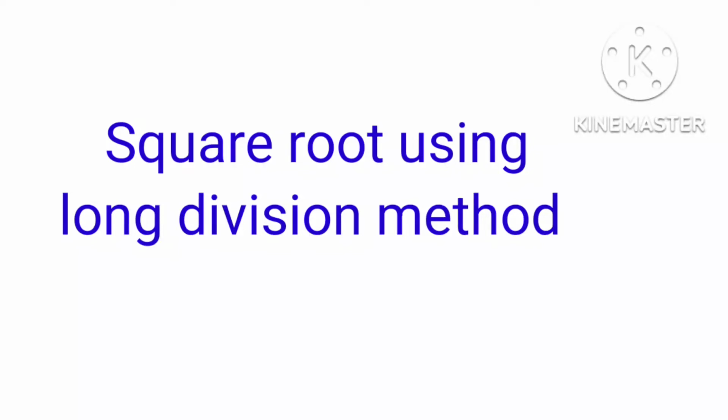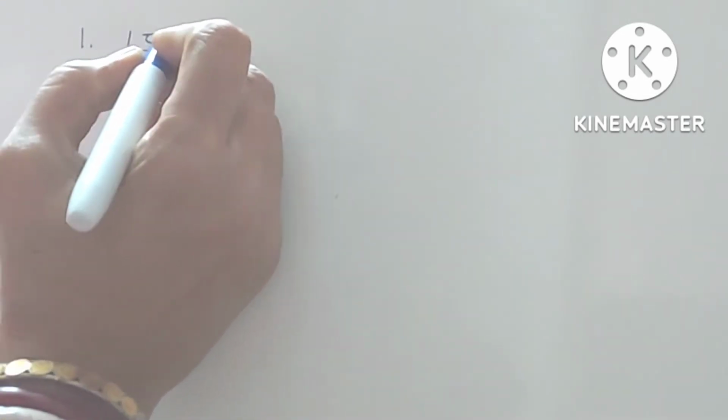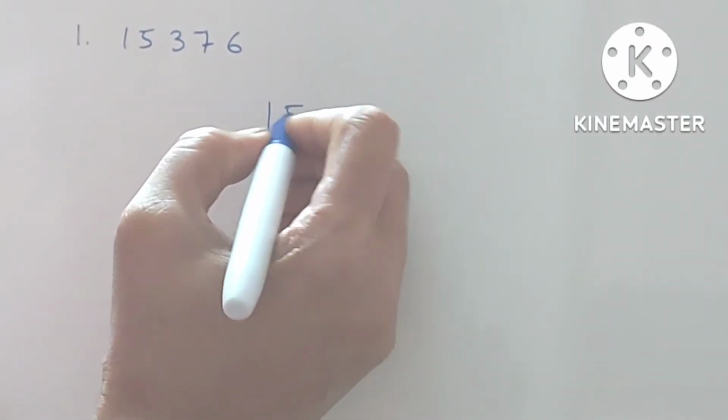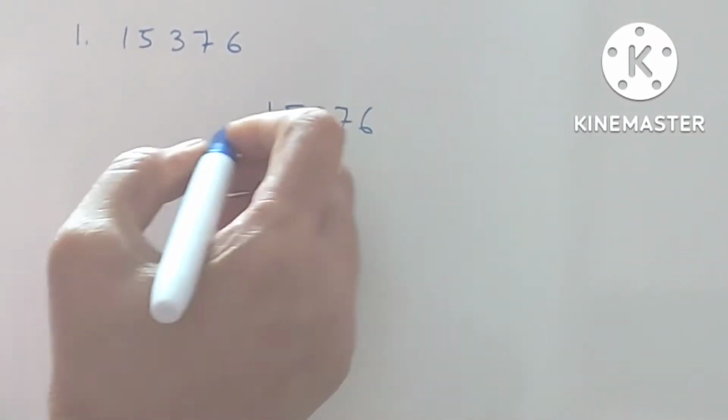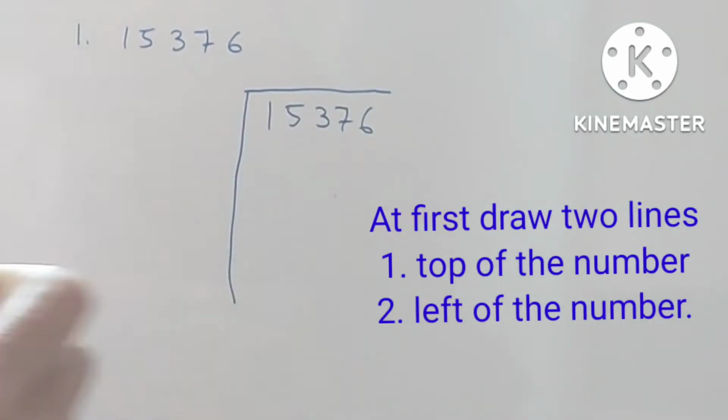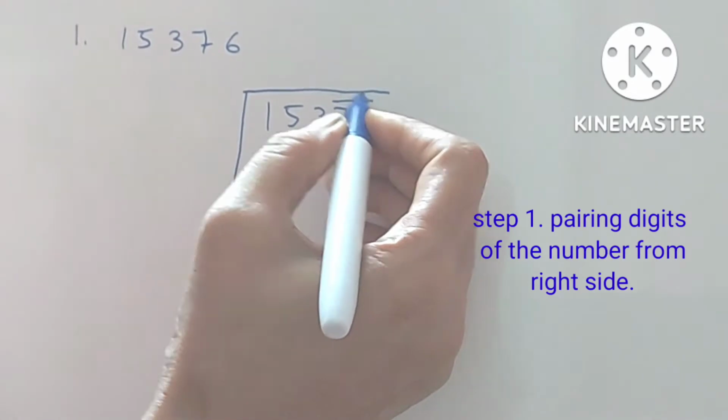Today's topic is finding square root using long division method. Here the number is 15376. This is a large number and we have to find out the square root of this number. We have to draw two lines, top of the number and left of the number.